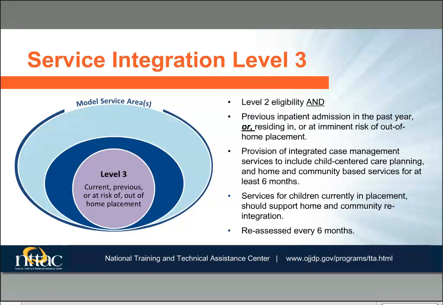For children who we consider as having some of the highest level of need, they not only meet level 2 criteria, but they are the children who are currently placed outside of the home or whom a provider has determined is at risk of being placed outside of the home. And this placement outside of the home is broadly defined and can include foster care, juvenile detention, or residential treatment facilities. These children will receive integrated case management for at least 6 months and reassessed every 6 months.